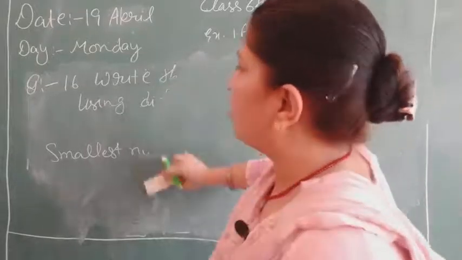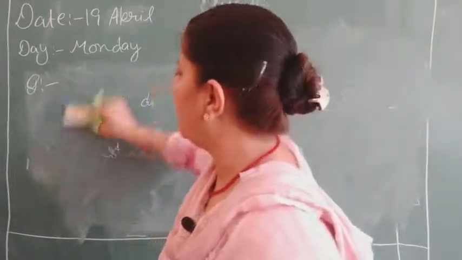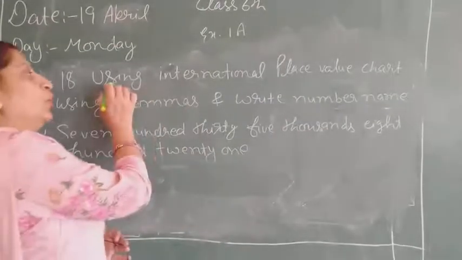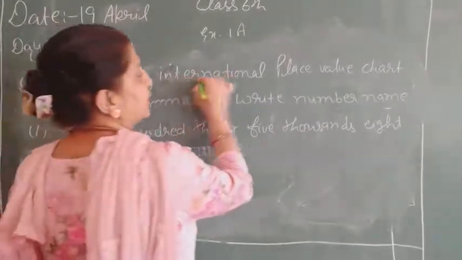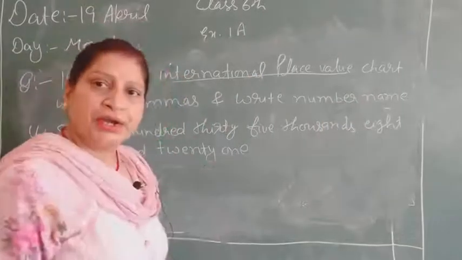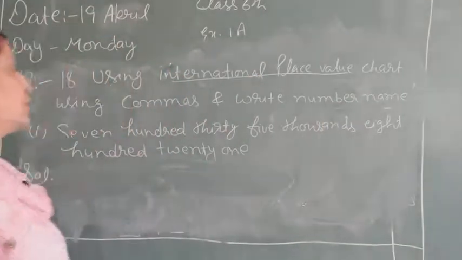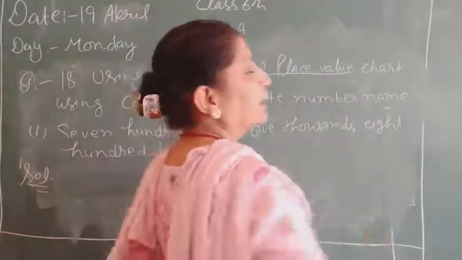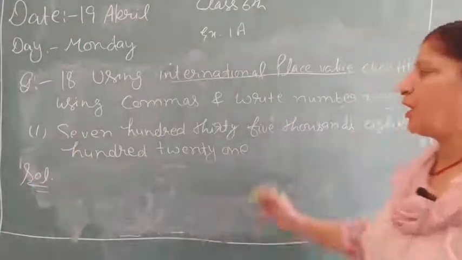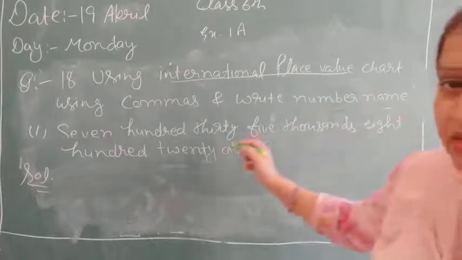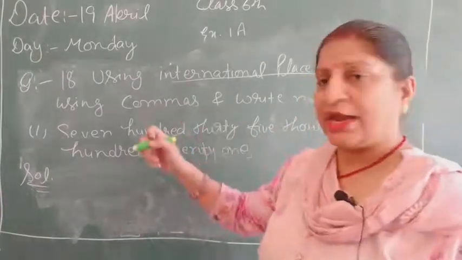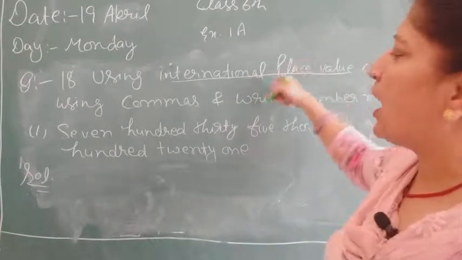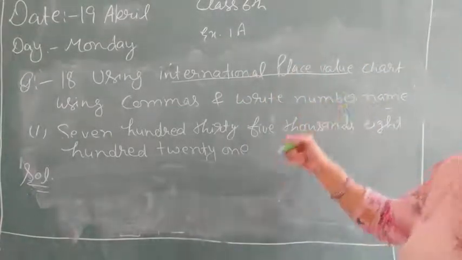Now we start our question number 18. Now in question number 18 we have to use the international place value chart. Using commas, write the number name. So what you have to do is, you have the statement given in words and you have to write the number according to the international place value chart and then you have to put commas.